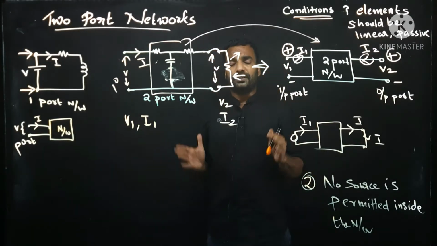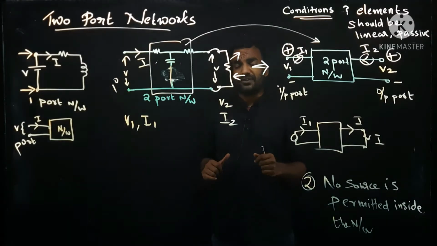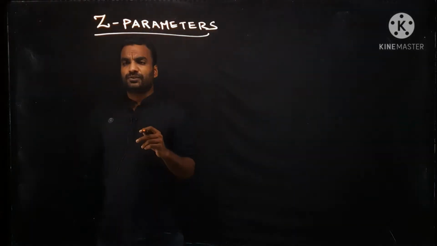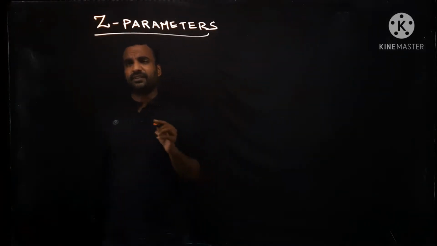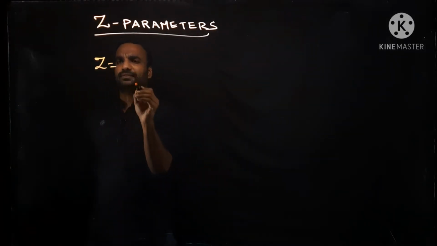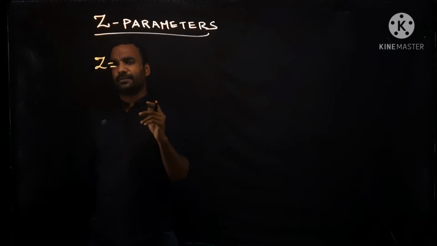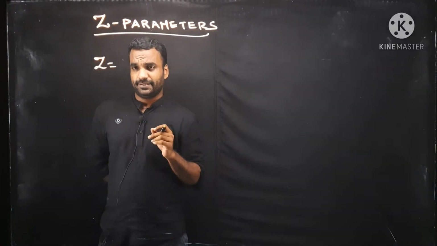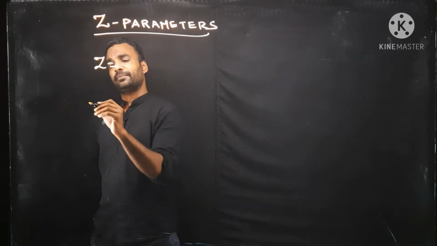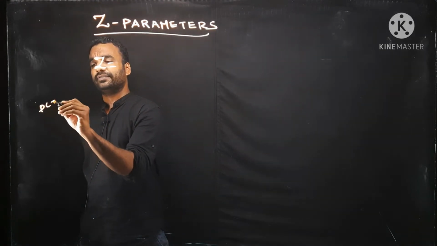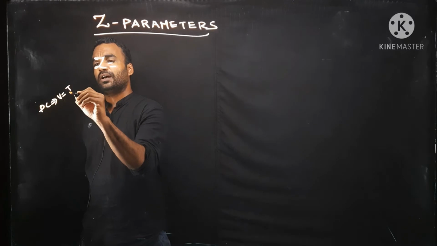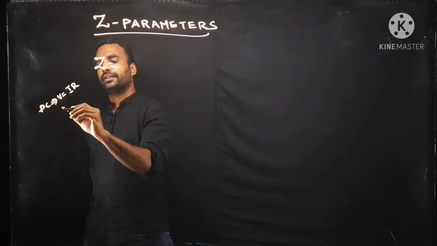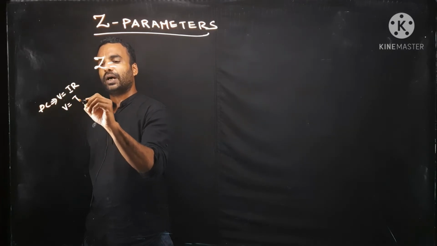Now we are going to the first parameters of two-port networks, that is Z parameters. So now we are discussing Z parameters. Actually, what is Z? Z is impedance. Impedance means the net opposition offered by an AC circuit against its current flow. In terms of DC, we can write V is equal to IR. In terms of AC, we write V is equal to I into Z.